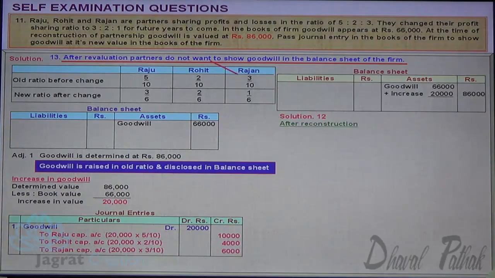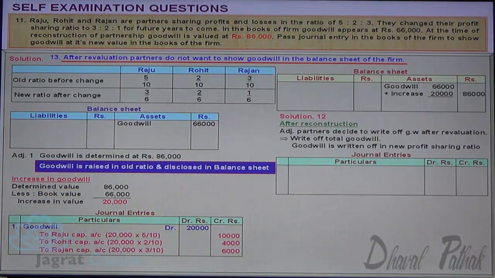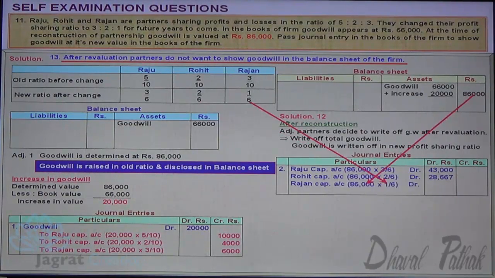Now solution 12. What is the adjustment given to you? Partners decide to write off the goodwill after revaluation. Write off total goodwill. Goodwill is written off in the new profit sharing ratio. When you write off goodwill, partner's capital account gets debited. So, Raju's capital account debit, 86,000 into 3 by 6. Rohit capital account debit, 86,000 into 2 by 6. Rajan's capital account debit, 86,000 into 1 by 6, to goodwill account credit.